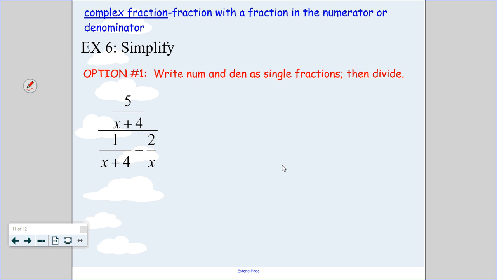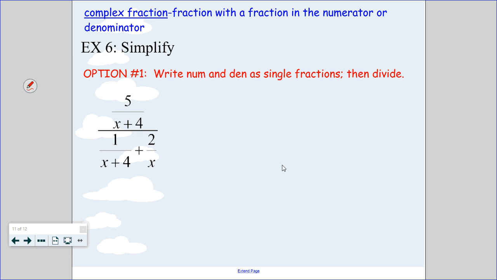But what makes it a complex fraction is that we have that addition sign here, and so we have to do something a little bit different. There are two methods that you can do, but we're only going to go through one of them. The first one is that you can write the numerator and the denominator as a single fraction and then divide, so multiply by the reciprocal.